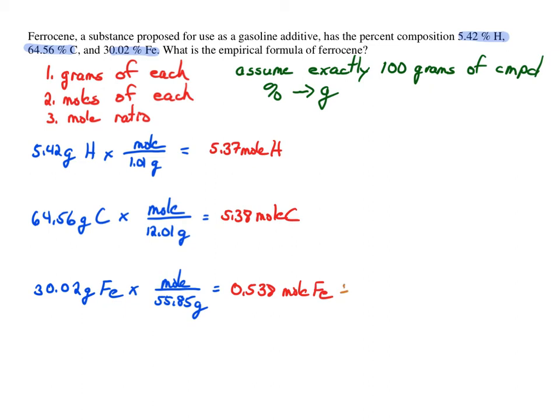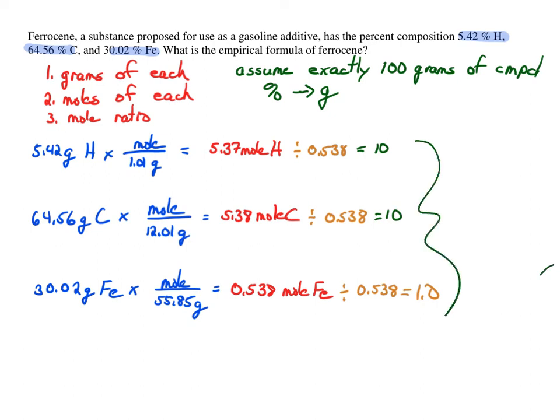We'll divide each result by the least number of moles. Our result is as expected. Our ratio is hydrogen 10, carbon 10, iron 1. Let's put the metal at the start of the formula. So we have FeC10H10.